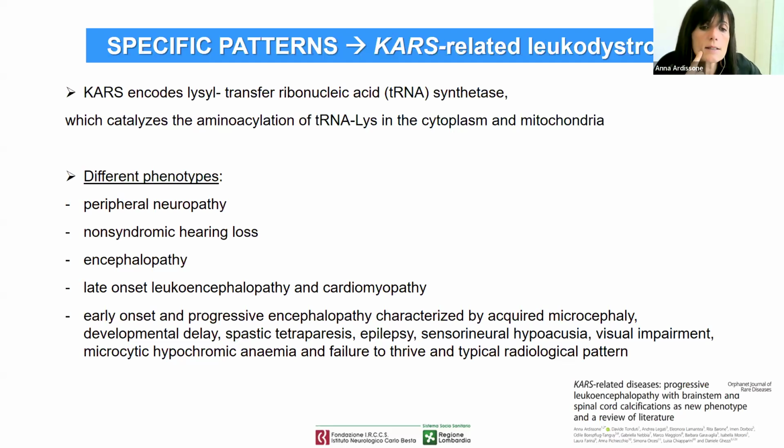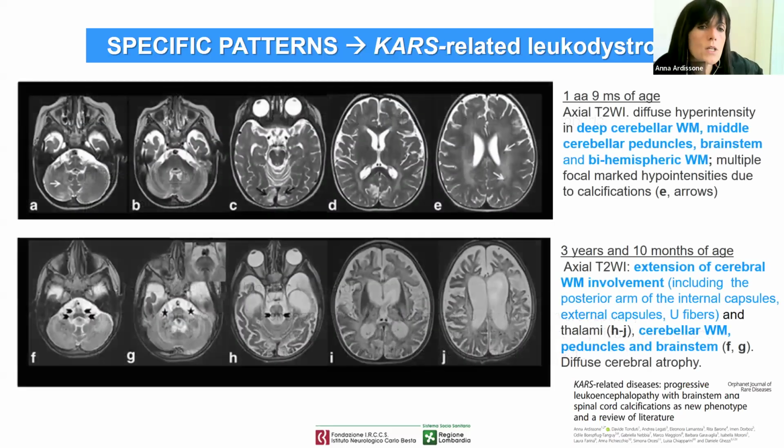And recently we described a cohort with a common clinical picture characterized by early onset and progressive encephalopathy with acquired microcephaly, development delay, pyramidal signs, epilepsy, hypoacusia, and visual impairment, associated with extra-neurological involvement: anemia, failure to thrive, and liver involvement also. But in these patients, we identified the typical and common radiological pattern. We show now the MRI of the same patient at the onset and at 1 year and 9 months of age.